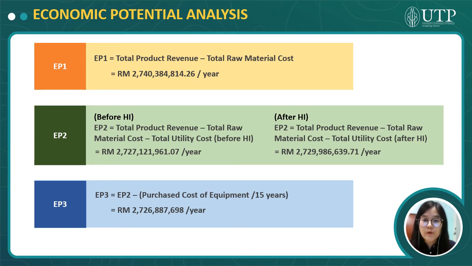As for EP2, before heat integration, EP1 is subtracted by the total utility cost before heat integration, and we can obtain 2.727 billion ringgit per year. For EP2 after heat integration, EP1 is deducted by the total utility cost after heat integration, and we can obtain 2.73 billion ringgit per year. At last, for EP3, EP2 will be subtracted by the purchased cost of equipment throughout 15 years, and we can obtain 2.73 billion ringgit per year.